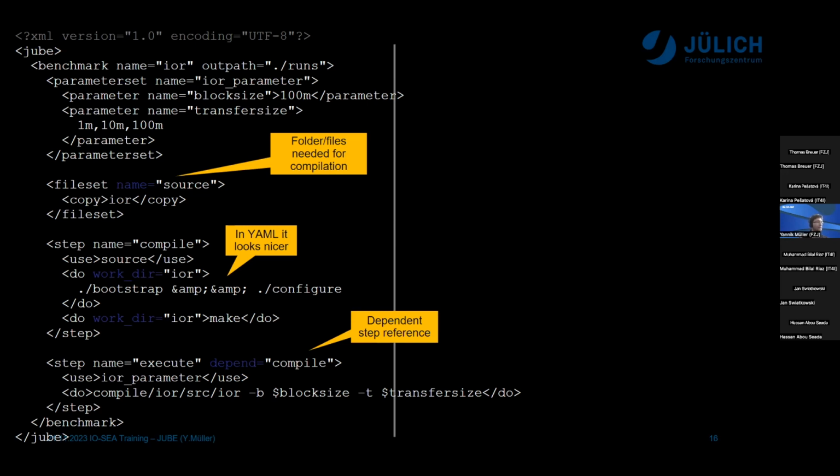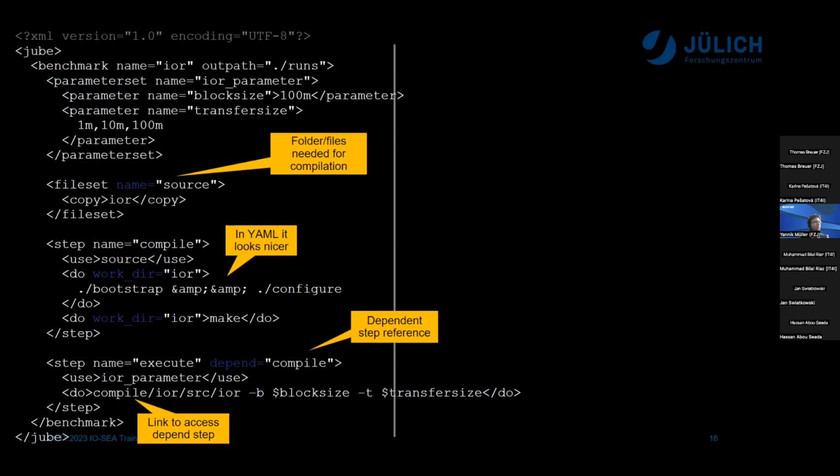Also, we have a second step here. We want to execute the second step only after the first step is finished. Therefore, we add the depend attribute and depend on the previous step compile. And here in the do, you can see how we use this. So we depend on compile, therefore we will have a subdirectory compile, just a link to this other step.